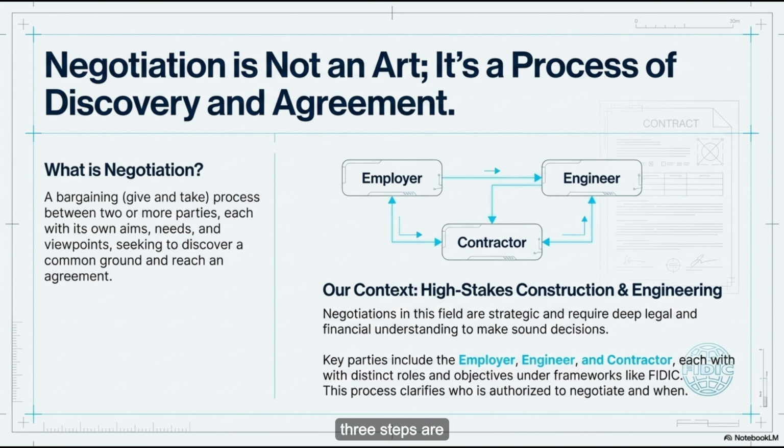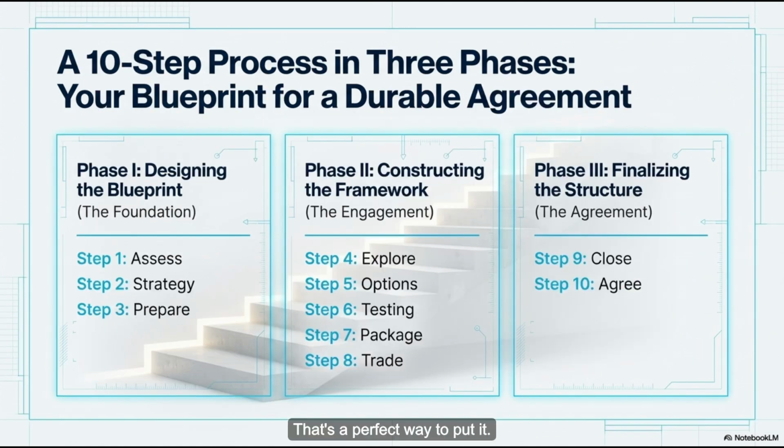The first 3 steps are assess, strategy, and prepare. So, step 1, assess. What does that actually involve? Assessment is all about establishing the non-negotiable facts. You need absolute clarity on the situation. The conflict, the issues, the scale, the risks involved. You have to identify every stakeholder, understand the timing, and know the governance, basically, who sets the rules. If the facts are blurry, your strategy is built on sand. That's a perfect way to put it.